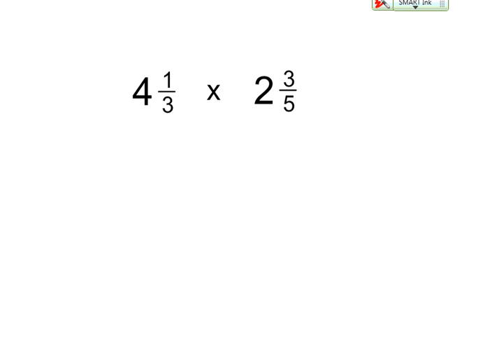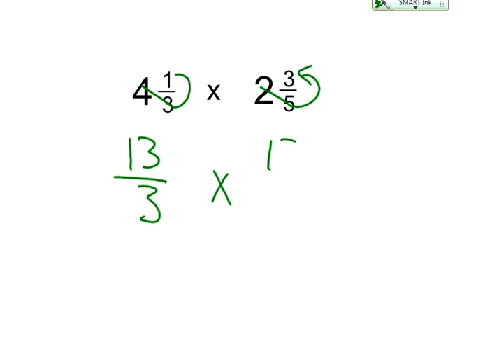Let's try another problem. This time we're going to just jump right into it, and we're going to do mixed number times a mixed number, right? No word problem to have to sort out first. But to multiply mixed numbers together, we first have to change them into improper fractions. So 4 times 3 is 12, plus 1 is 13. So that's 13/3, times 2 times 5 is 10, plus 3 is going to give us 13/5.